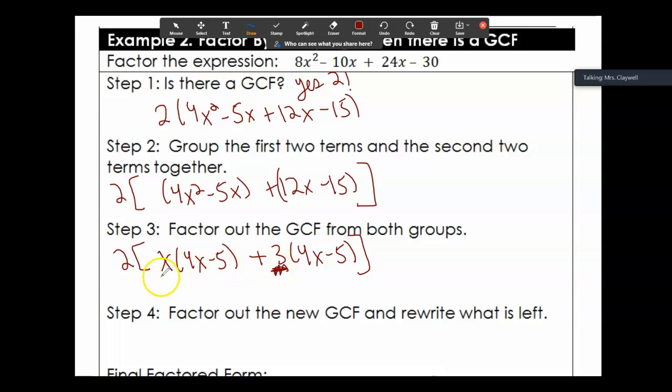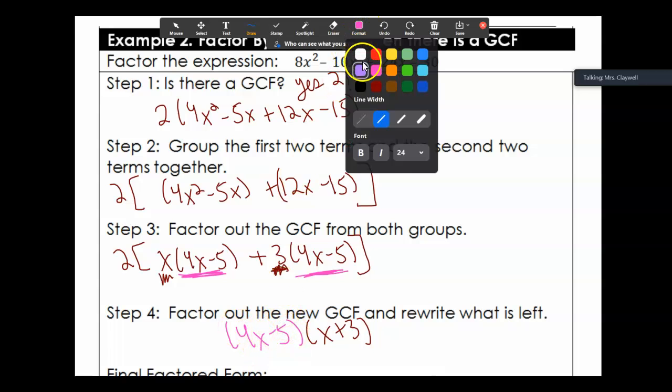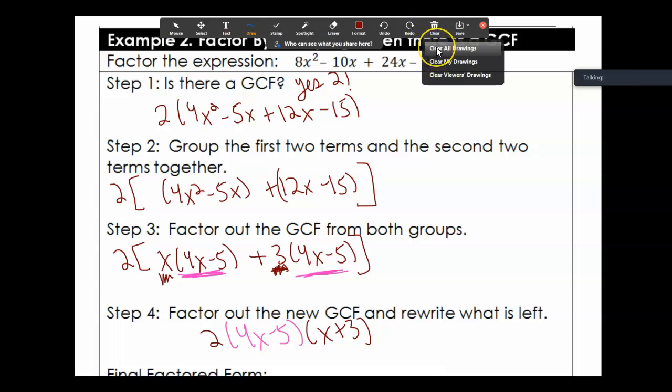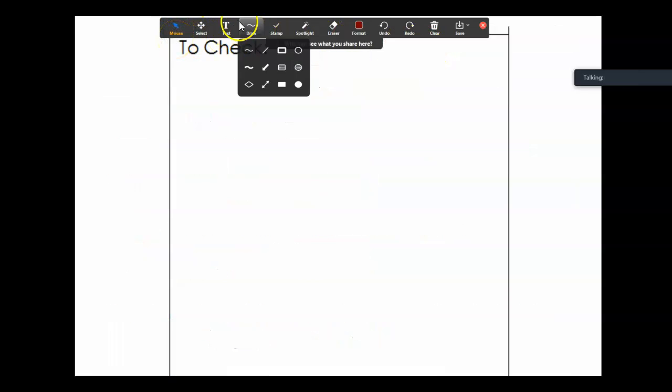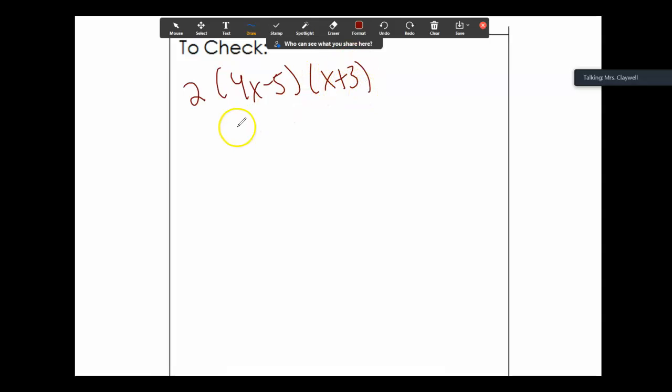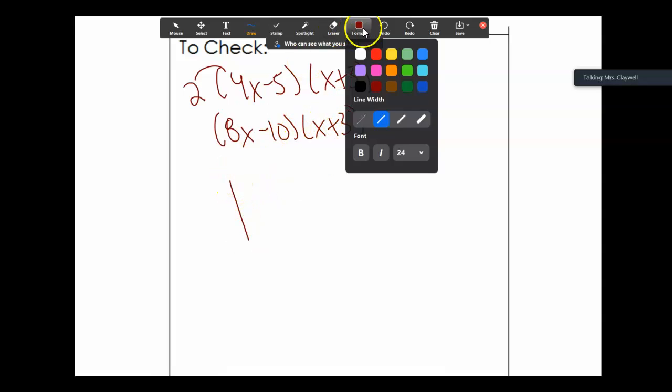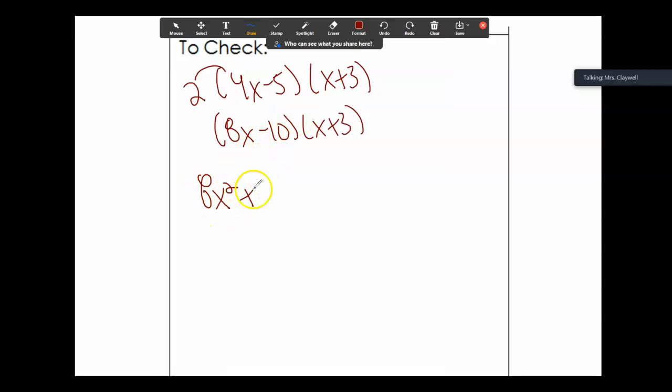Okay, here I have my leftovers and my matching. So I have my matching, my leftovers, and I can't forget this 2 here. So now we can go ahead and check this. So I have 2, 4x minus 5, x plus 3. So I can distribute that to 8x minus 10, x plus 3. You can do the box method or distribution. Okay, my order's a little different, but yes, I have all the terms that my original problem has.